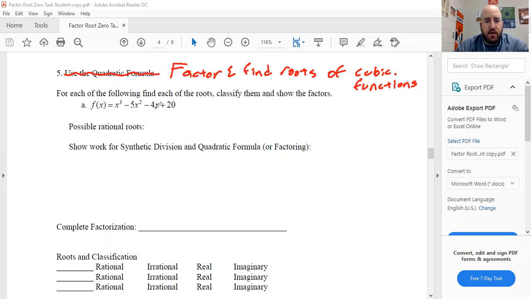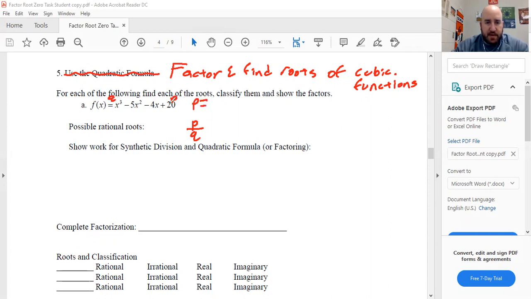For each of the following, find the roots, classify them, and show the factors. So again, the whole idea about the rational root theorem is that I'm trying to find any number I can perform synthetic division with, because I'm not told what to divide this by. All right. So to do my possible rational roots, that's the P over Q. But I have to identify P and Q. So I'm going to put a P above 20, and a Q above my invisible 1 on x cubed.